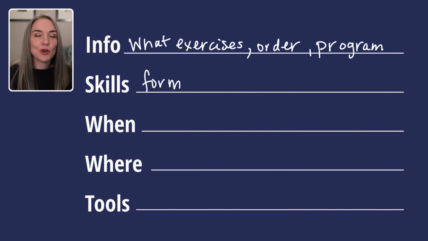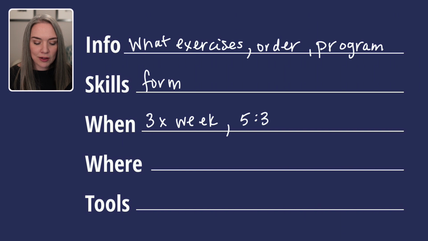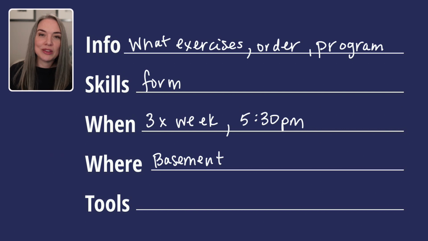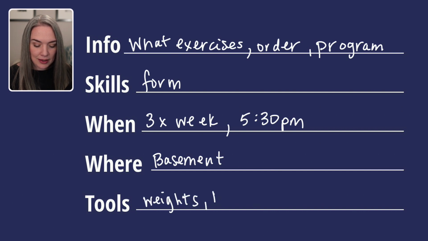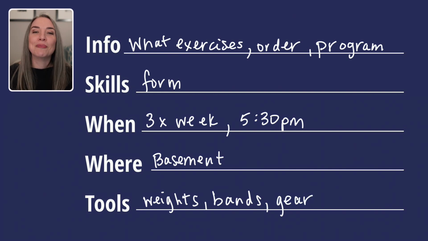Now, when it comes to when, there's so many times, but let's say for this example, we want to do 3 times per week, and maybe after work is something we can try. So for this example, we'll say 5:30 p.m. after work, 3 times a week. Where? Well, let's actually start with the basement because there are some weights in the basement and it's really accessible. So some tools, maybe the tools are having some weights, maybe some bands, and possibly some gear. Maybe you need some shoes and some workout gear.